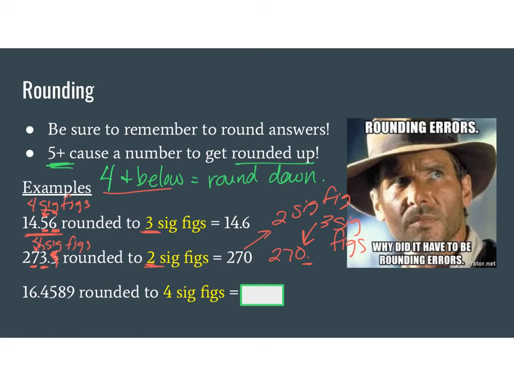Our last one is 16.4589 rounded to 4 sig figs. So what we're going to do is, again, look at our fourth and our fifth sig fig only. We don't even care about this next one over. What is this 8 going to do to my 5? Well, it's going to cause that number to round up. So when it does that, we end up with a value of 16.46. Notice we don't record any other values here because those would also be significant. So that one only has 4 sig figs. So that's how you round. 5 and above, round up. 4 and below, round down.